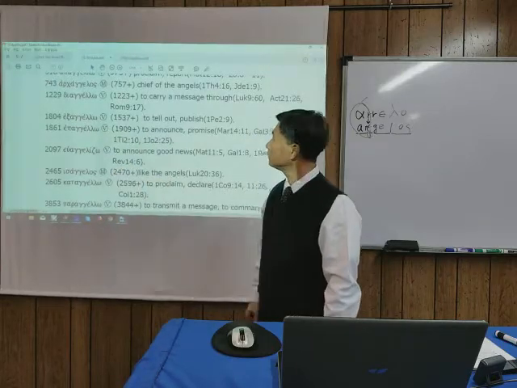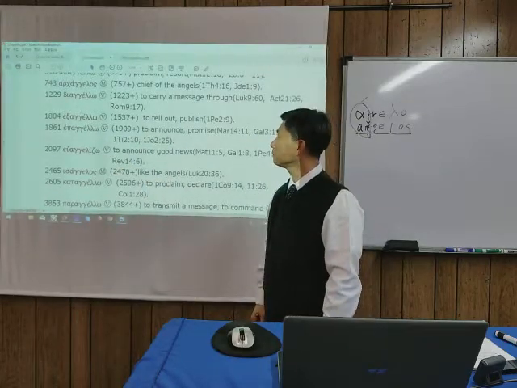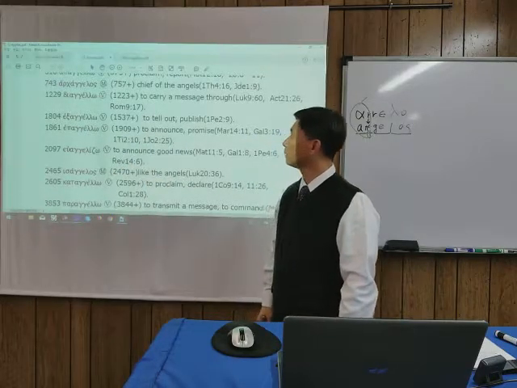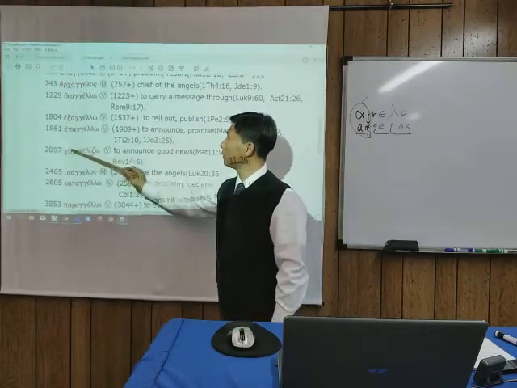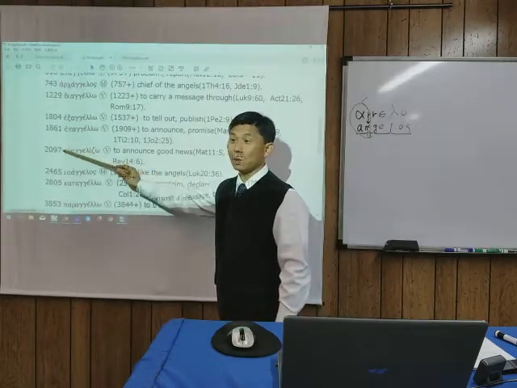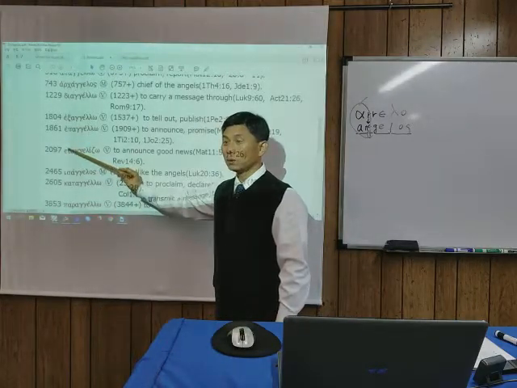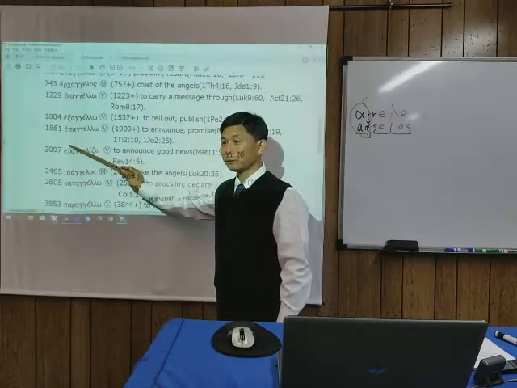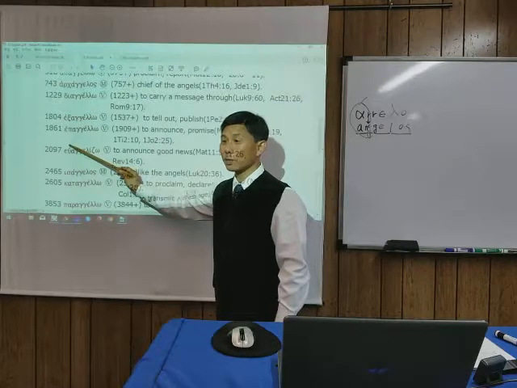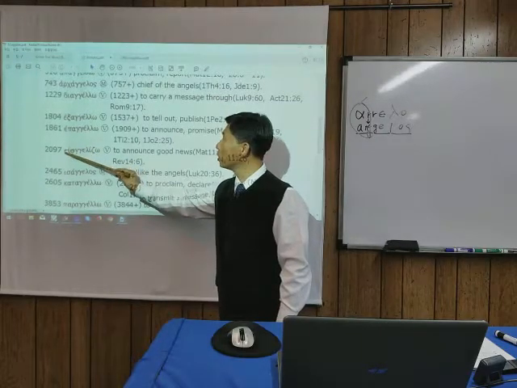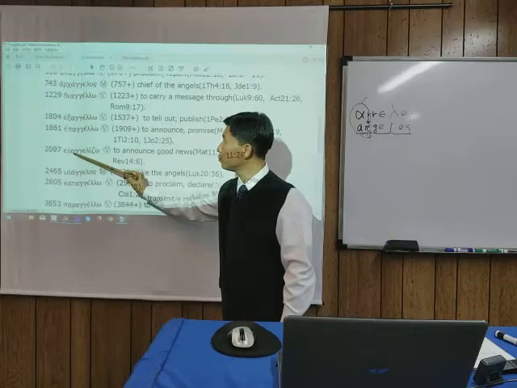And then next one. Euangelion. Oh, so this is where we learned the diphthong, right? Diphthong. So epsilon upsilon is a diphthong. What is the sound of the diphthong? Epsilon upsilon is an eu sound. We need to be careful on this one, right? So eu.